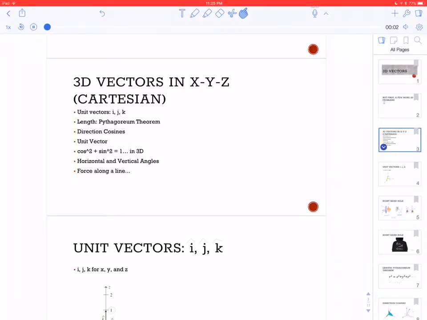So in this lecture, I'm going to extend what we learned about two-dimensional vectors in x and y to three-dimensional vectors in x, y, and z, or Cartesian coordinates. Here are the topics we're going to cover. We're going to talk about unit vectors, the length, direction cosines, unit vector along an arbitrary direction, how we have an equivalent expression for cos squared plus sine squared equals 1 in 3D. We'll talk about horizontal and vertical angles, and then force along a line.